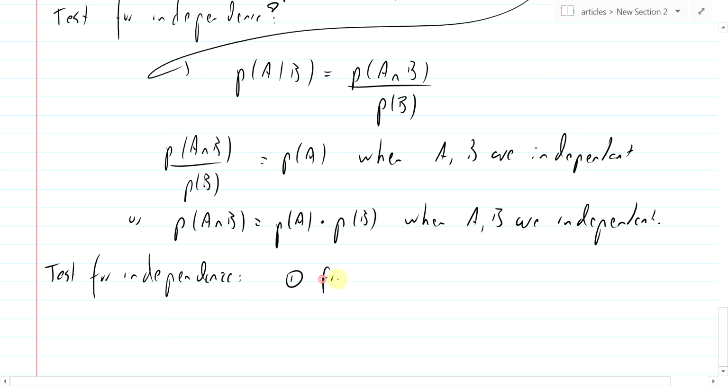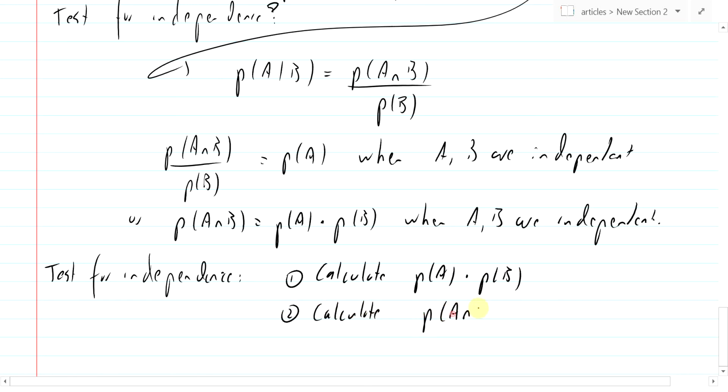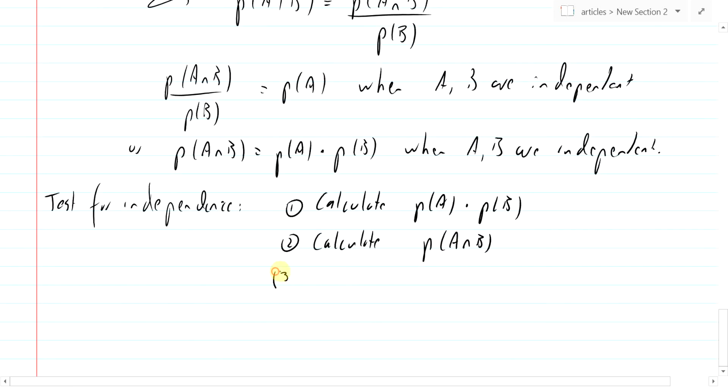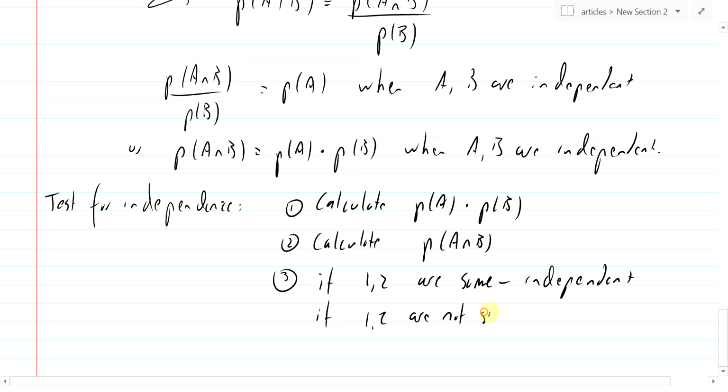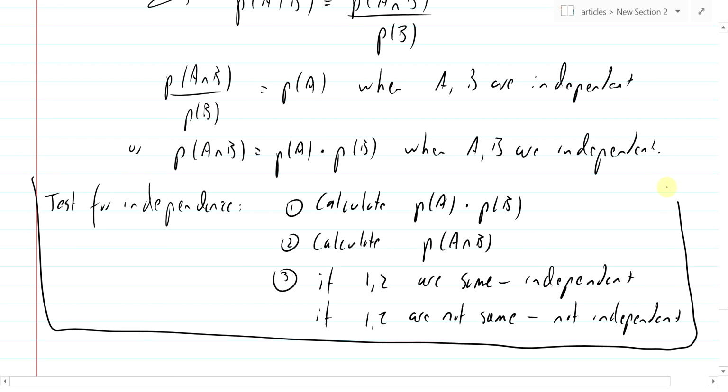One, let's say calculate P of A times P of B. Two, calculate the probability of A intersection B. Three, if your answers to one and two are the same, then they're independent. A and B are independent events. If your answers to one and two are not the same, then they're not independent. And so we'll put a box around that, because that's the test for independence.